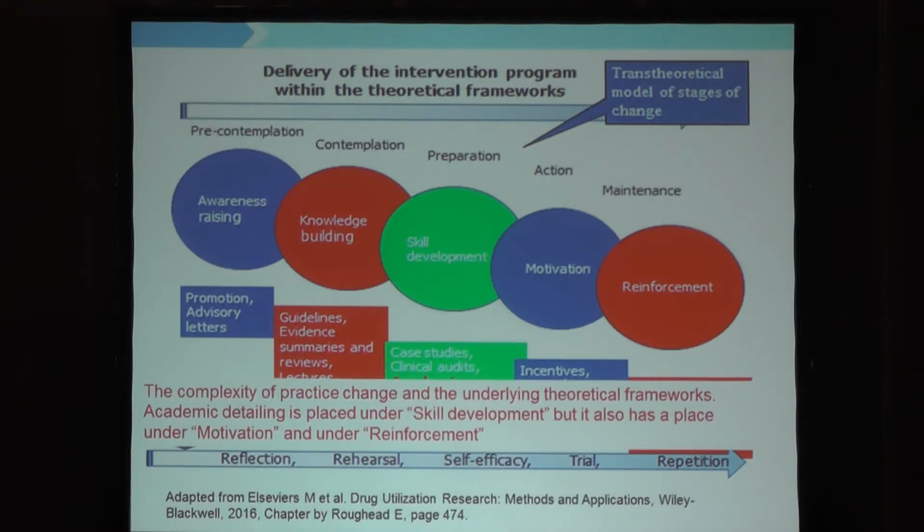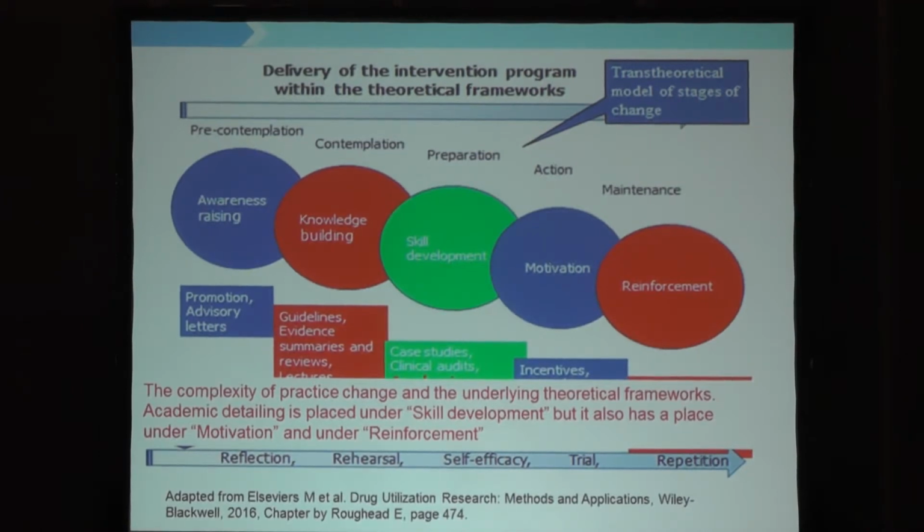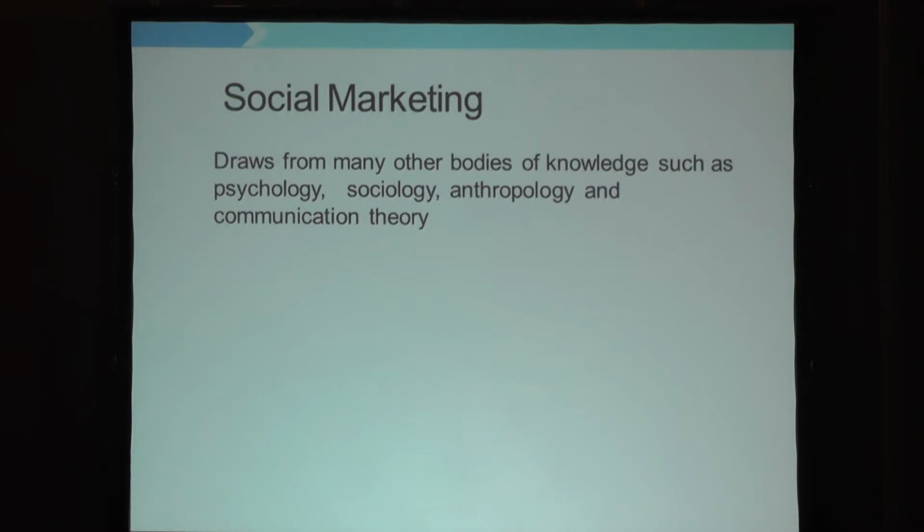The complexity of practice change and the underlying theoretical frameworks. One of the interventions, academic detailing, is placed under skill development in that model, but it also has a place under motivation and reinforcement. So again, some of these implementation strategies can really be more effective at different times, whether you want to use something for awareness raising, that might be education of different types, but where you want something more active, more action, to really influence and change behaviour, you might need to use a combination of interventions or something like academic detailing, where it's personalised to the person that you're interacting with. And I'd like to come back to that.